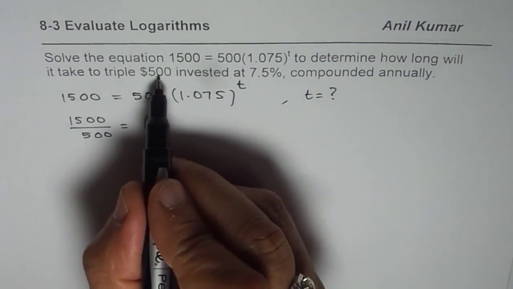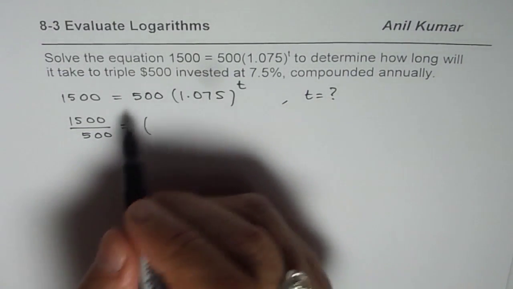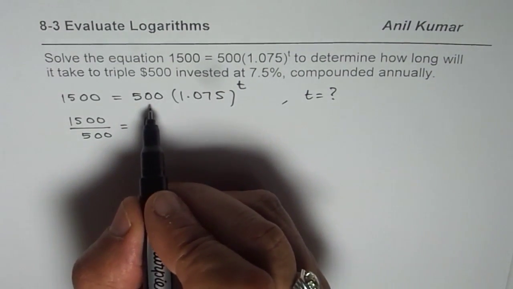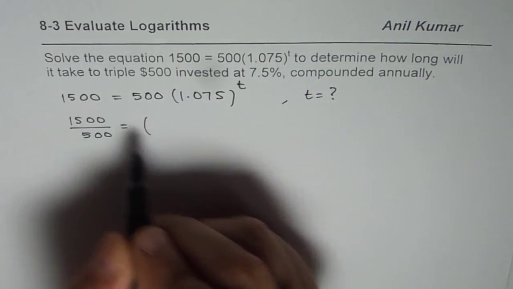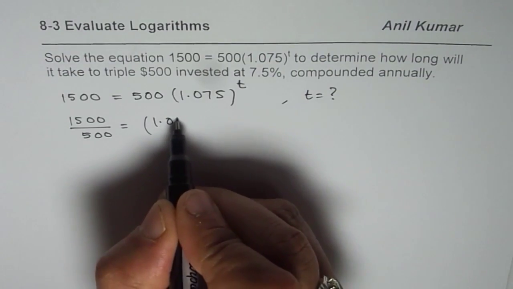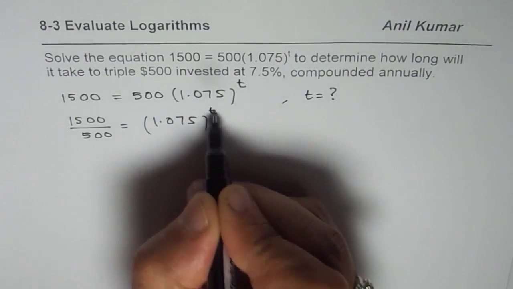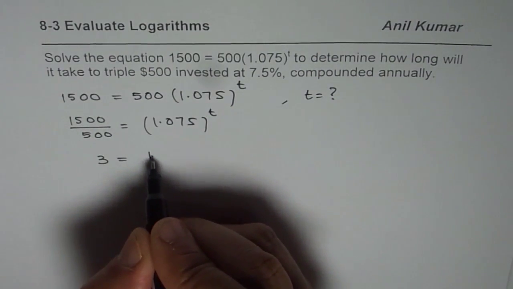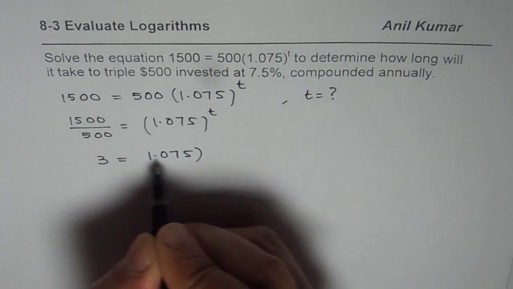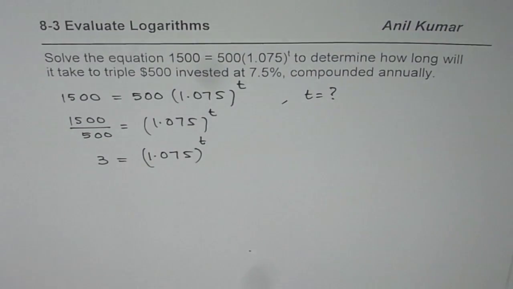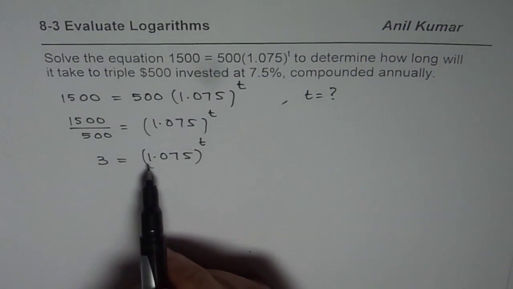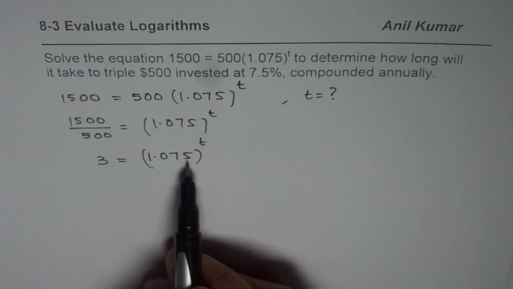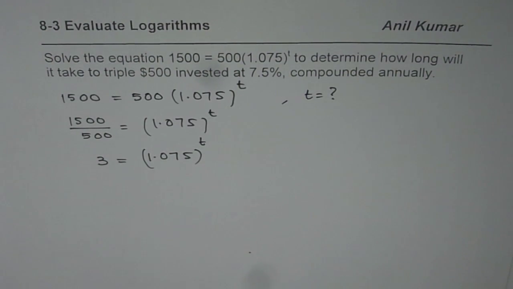At times, even if this amount is not given, for tripling you could take any amount. You can write a and 3 times a here also. That is another option for you, which may be applied in some situations. So we have 3 equals 1.075 to the power of t. Now 3 equals, that is your base, 1.075 to the power of t. How will you find t from here?